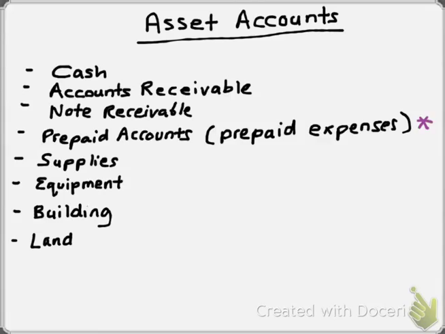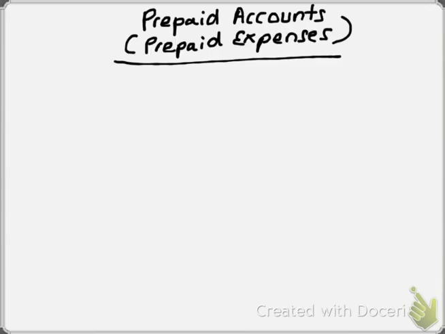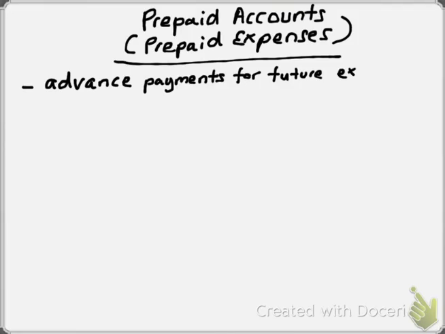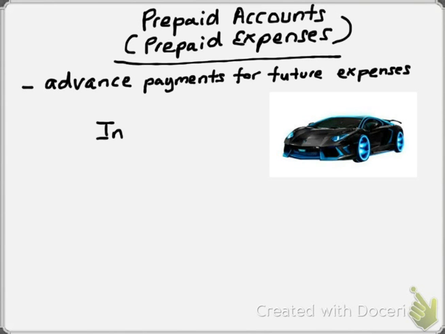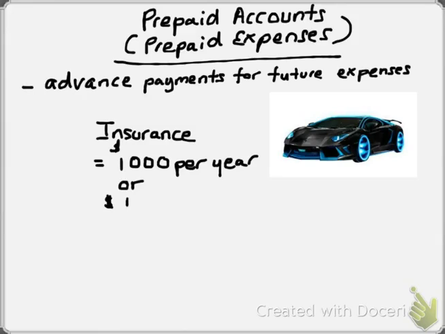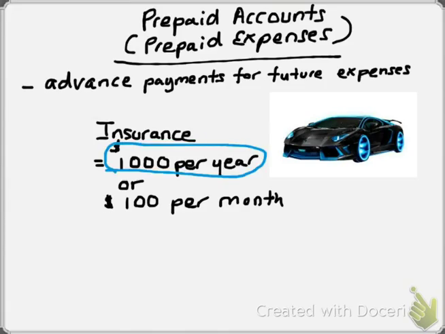Now let's talk about prepaid expenses or prepaid accounts in detail. When we talk about prepaid accounts, we're typically talking about prepaid expenses. That is where a company will make an advance payment for future expenses. Let's take a look at an example. Let's say that a company wants to buy insurance for their vehicles. Insurance costs are either $1,000 per year or $100 per month if you pay monthly. Since there are discounts if you pay in advance, the company decides to pay that $1,000 per year.